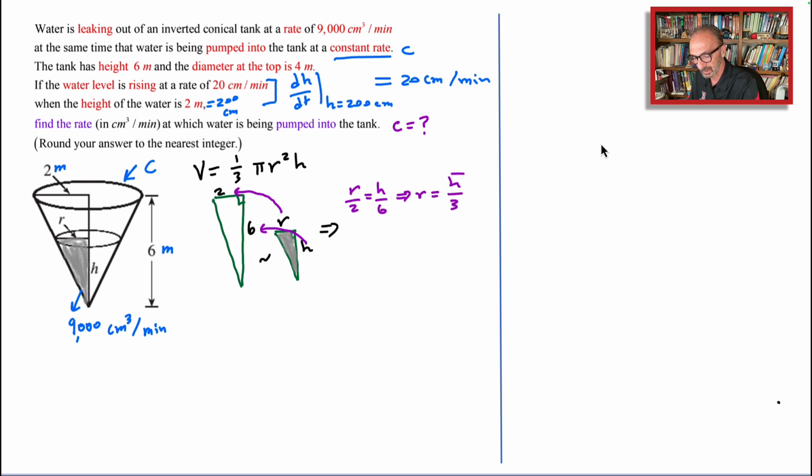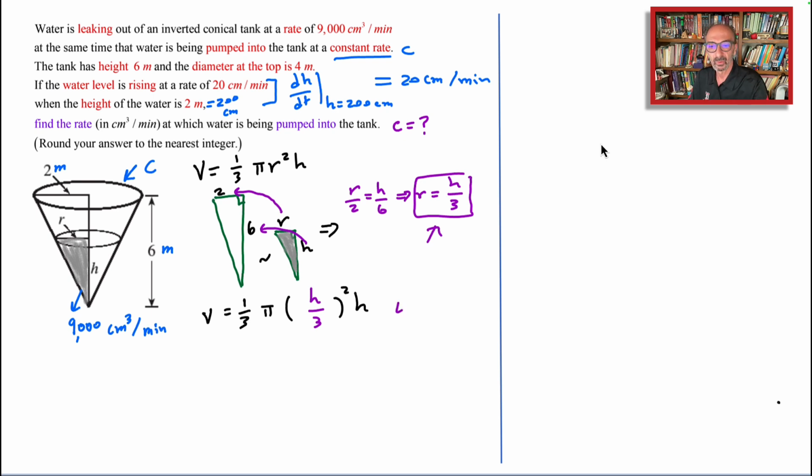Now this is useful information to use for later on. Going back to the volume, it was 1/3 pi R squared times the height. But radius R is H over 3. That's what we found just a minute ago. If you notice right here, we have the volume in terms of H, not in terms of H and R. That's the idea behind the common ratio, or the proportion that we built.